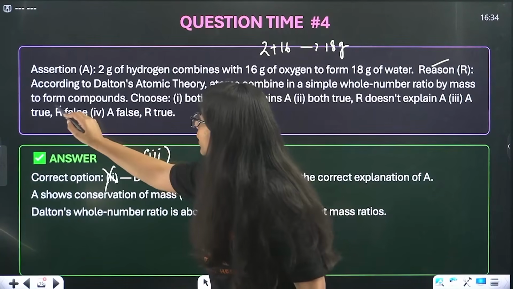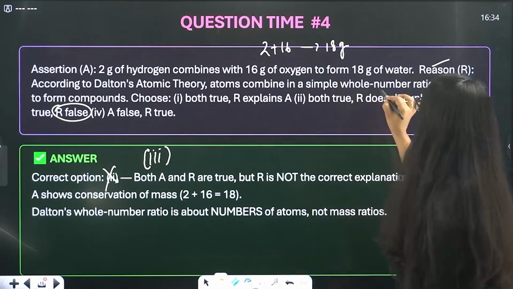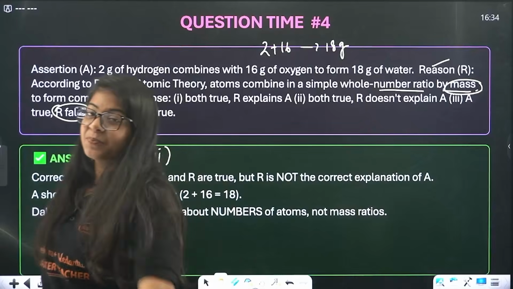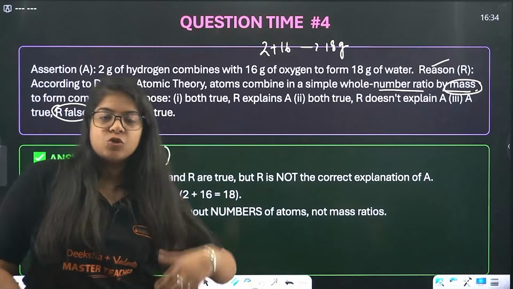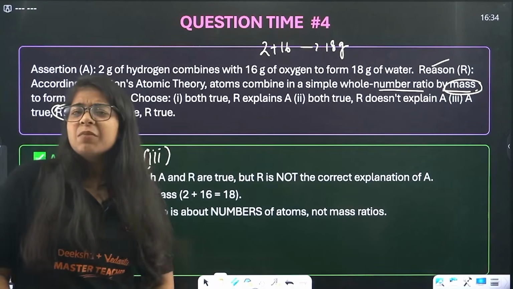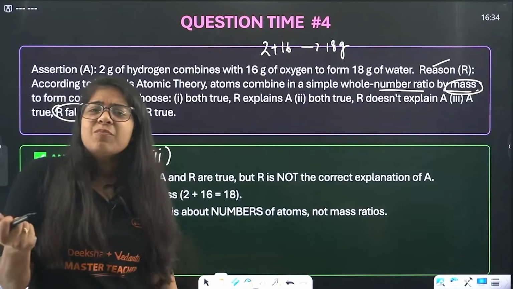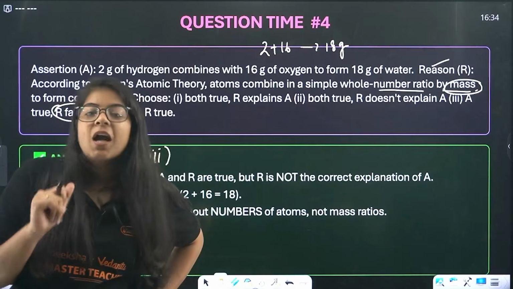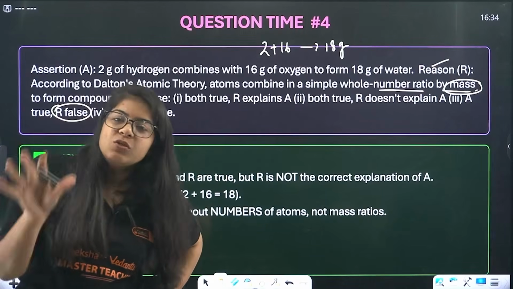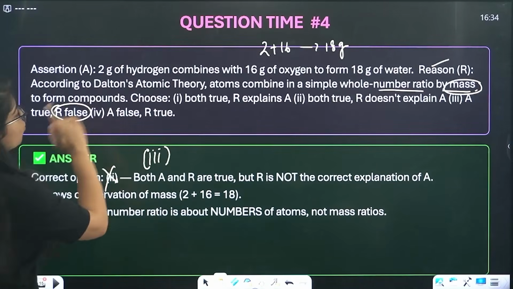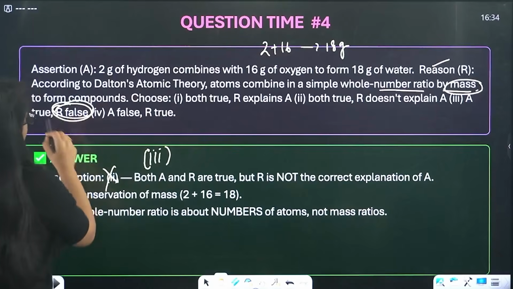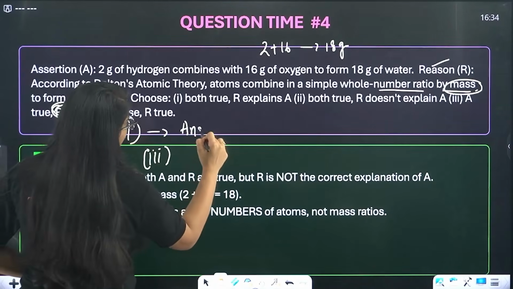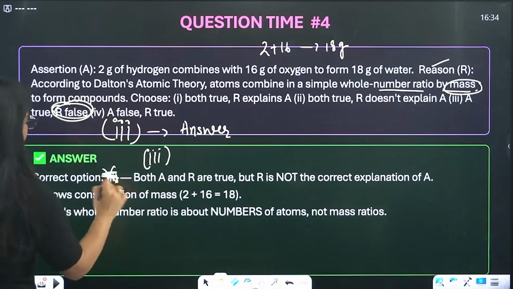Assertion is true, but reason is false because they are saying whole number ratio by mass. I didn't even see mass. Don't make those silly mistakes. So they combine in whole numbers, 2 hydrogens, 1 atom. Mass can be different, right? Chlorine mass is 35.5. That can happen, but only 1 chlorine can be there. 1.5 chlorine can't come. Understood? That's what this whole question meant. So assertion is true, but reason is false. The third is the correct answer, not the second one.